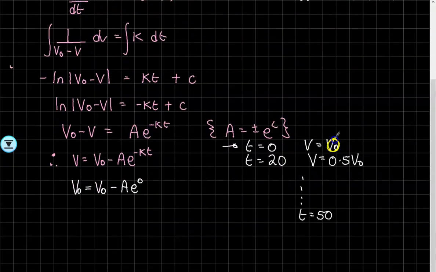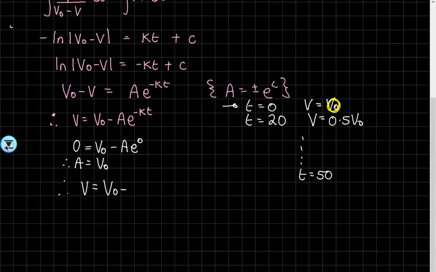Okay, so V equals 0. So we've got, therefore, A, well, that makes more sense. A equals V naught. So now we've got V equals V naught minus V naught e to the minus kt. Agreed?